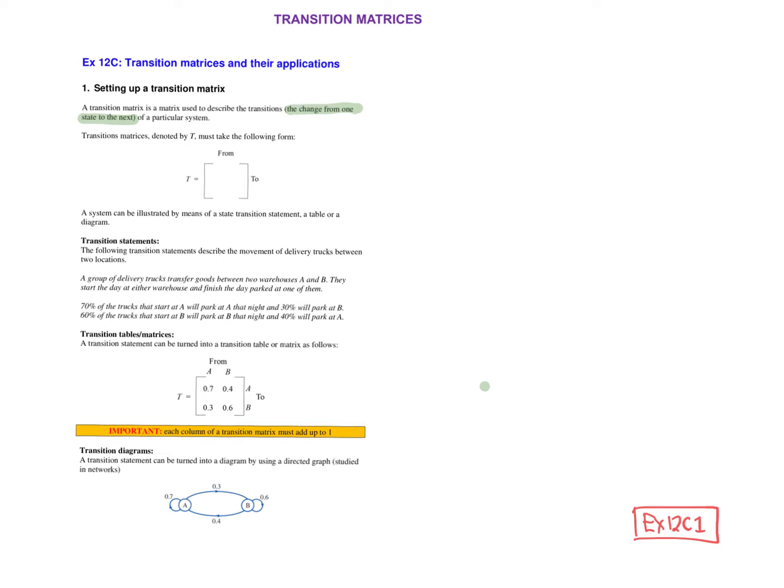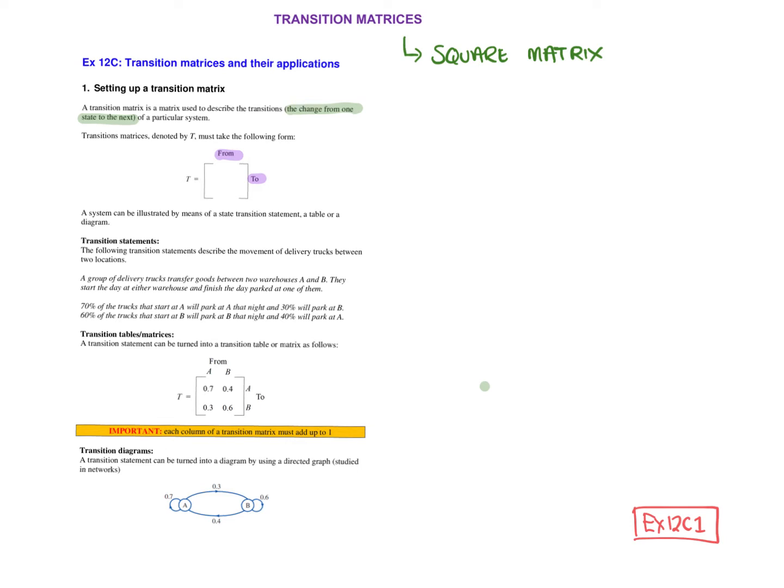So we've got a couple of facts we need to remember about the transition matrix. You'll see a transition matrix will be a square matrix. So it'll always be a 2x2, 3x3 and so on. It's always a square. You often see it written like this, from this state to the next state. It'll make sense in a little bit.